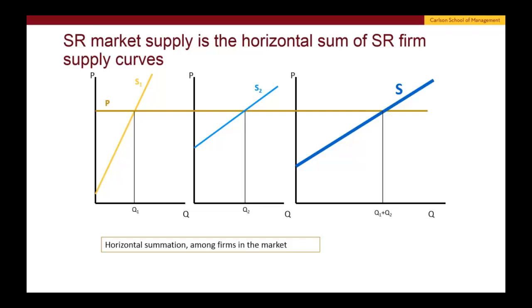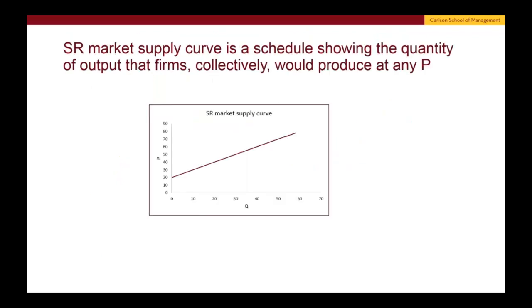But the neat thing is that now we have the notion of the market supply curve. And that's going to be very handy when we put it together with market demand. So here it is on its own slide. The short-run market supply curve is a schedule showing the quantity of output that firms collectively would like to produce at any price. There it is, this upward sloping short-run market supply curve.